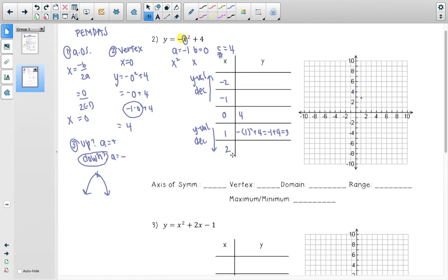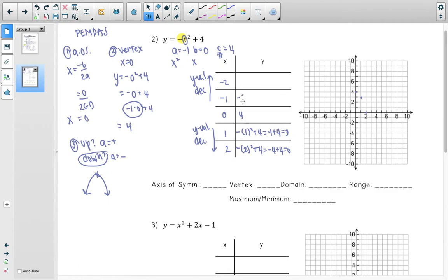If we plug in 2, we get negative parenthesis 2 squared plus 4. Once again, the 2 is getting placed into the x. The negative just sits there. 2 squared is 4, so we have negative 4 plus 4, which gives us 0. Oops, sorry, I did that way off. Back up. At 2, it's 0. Now these answers should be the same, but we're just going to go through them again.